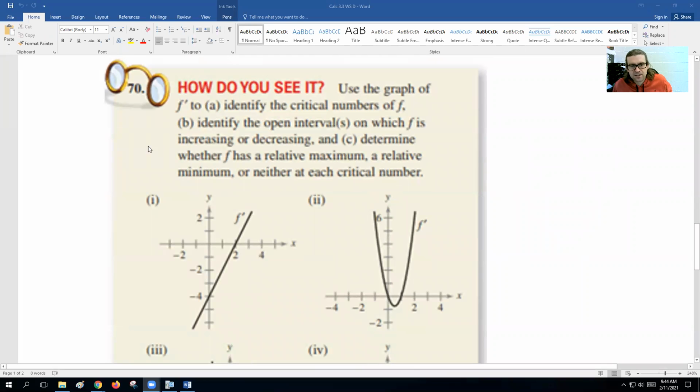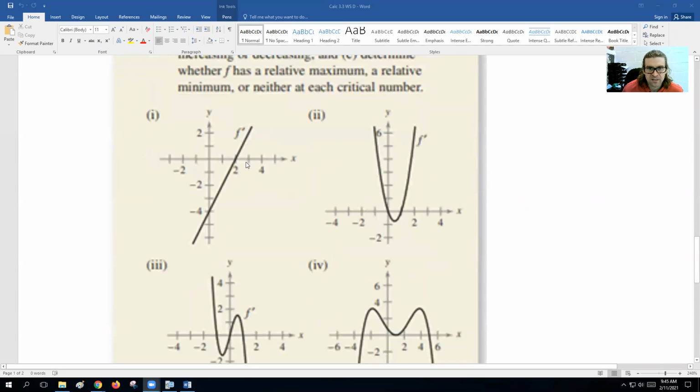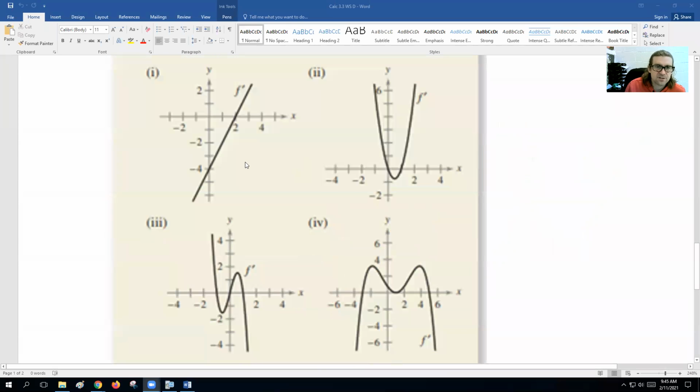Okay, next, look at these graphs here. These graphs are the derivative, and we need to identify the critical numbers and the open intervals where it's increasing or decreasing, and determine whether it's a relative min or relative max or neither. So what we have here are graphs that we're going to turn into number lines. Our critical number is when the derivative crosses the x-axis, so we'd have a critical number at 2.